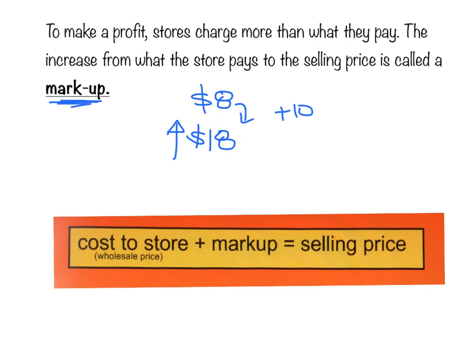This is what we're going to be doing today. We're going to know what the stores pay for an item, and we're going to know what percent they're going to mark it up. We want to figure out what they are going to sell it to us for. In order to find the selling price, here's what we need to know. We need to know what the store actually paid. That's called the wholesale price. Plus, we need to know how much they marked it up. Did they mark it up $10? Did they mark it up $15? And then we'll be able to find the selling price.